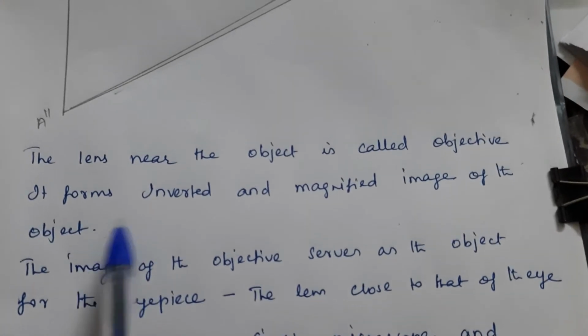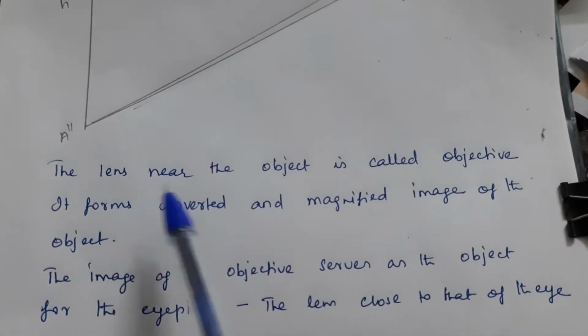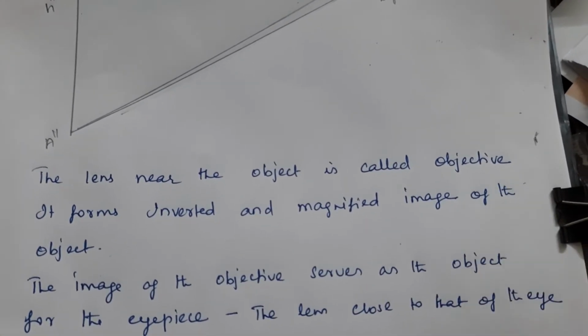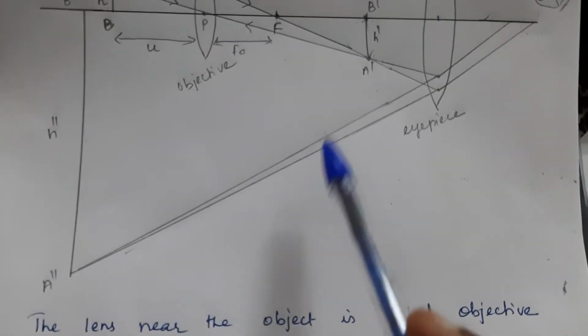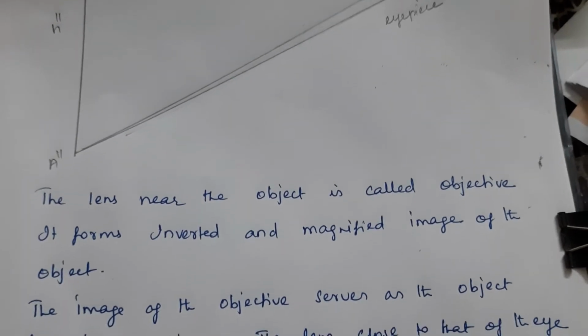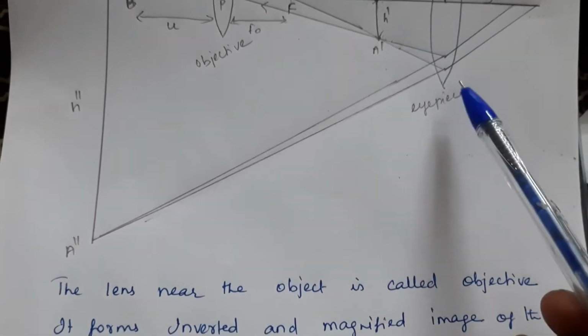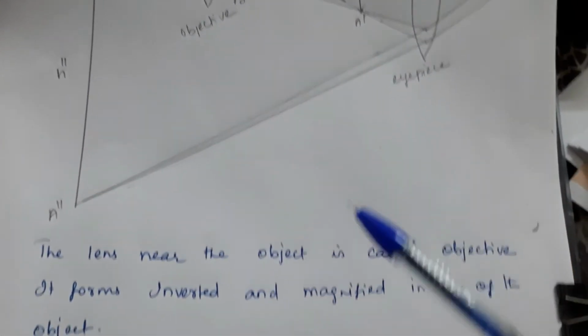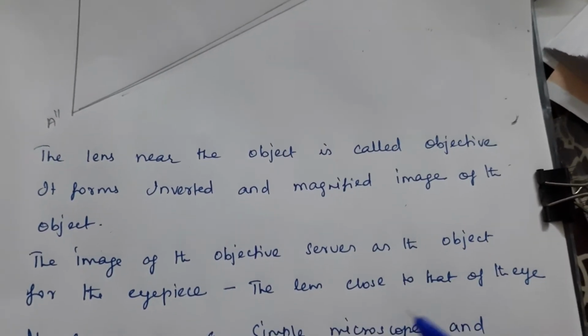So the important things here in the diagram are: the lens near the object is called the objective. It forms an inverted and magnified image of the object. This serves as the object for the eyepiece. What is an eyepiece? The lens close to the eye is called the eyepiece.